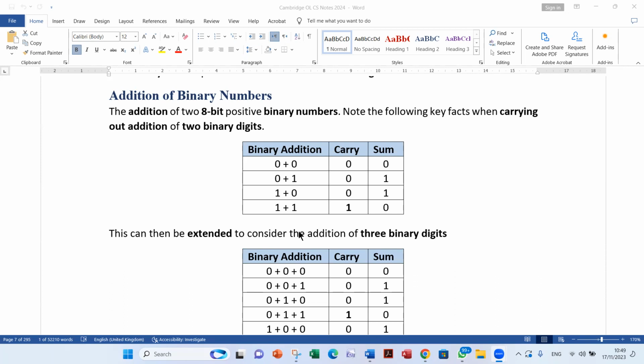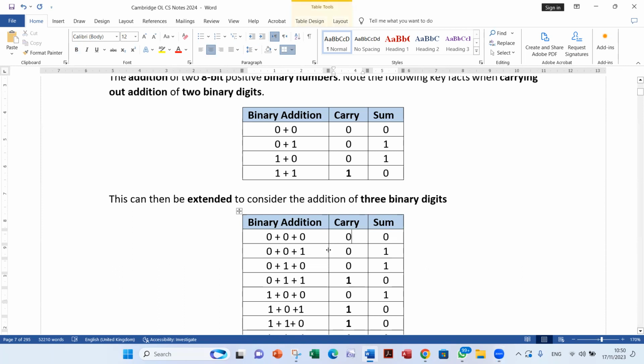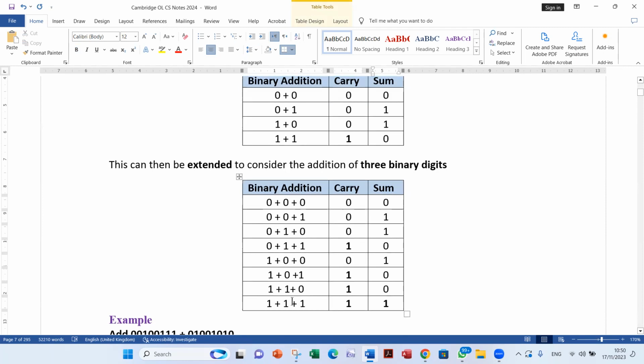Let us extend, because when you have a carry, you will be adding 3 numbers. So 0 plus 0 plus 0 is 0 and no carry. 0 plus 0 plus 1 is 1 and no carry. The only different thing is that 1 plus 1 plus 0 is 0 and carry 1. The last thing, 1 plus 1 plus 1 is 1 and carry 1. We will understand it by examples. We have to look at examples and then we can understand it.